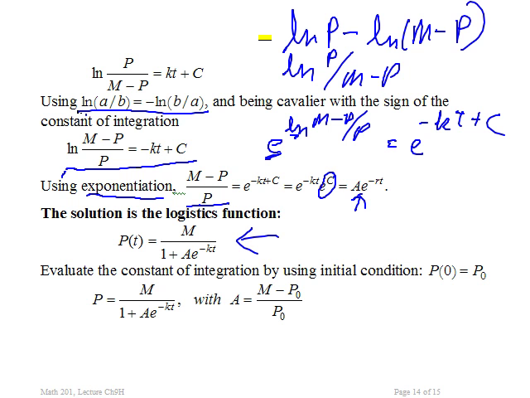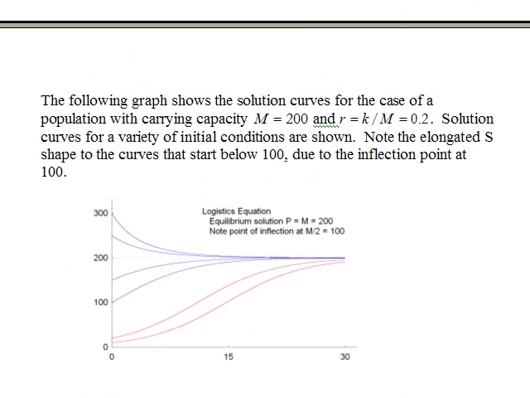P of t equals m, the carrying capacity in this case, divided by 1 plus some constant a, e to the minus kt. That constant can be evaluated. This is what it is. I'm not going to go through the steps. It's just algebra anyway. And here are the solution curves for that equation. You saw them before when we were talking about the graphical solution. Of course, it's exactly the same. It's even the same graph. So, of course, it would look the same.